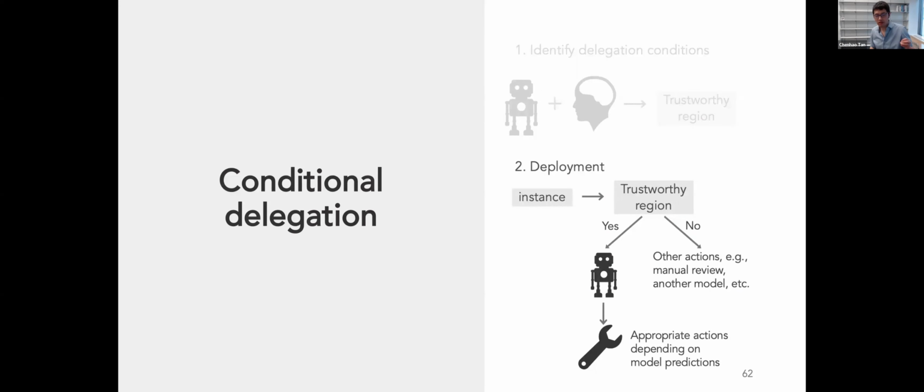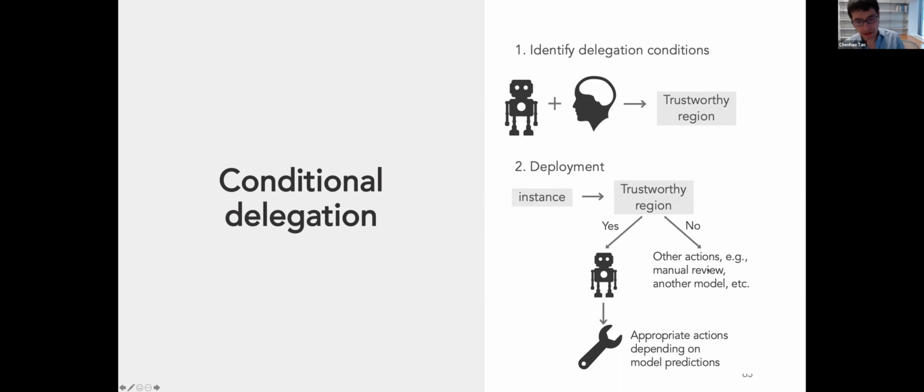And then during deployment, when we are given an instance, we are going to check whether it's in the trustworthy region. And if yes, we are going to allow AI to make predictions on these inputs, and only take actions based on the AI predictions. And for the instances that are outside of trustworthy regions, we can take other actions, which can be manual review or going through another model that's more complicated and so on. The important thing is when the instances are in the trustworthy region, it will go through this AI model, and we will make decisions based on AI predicted outcomes.